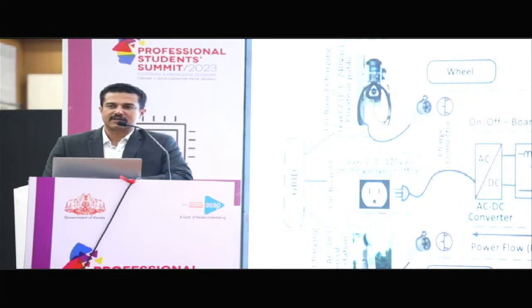And then there are the control electronics, which manage the entire flow of charging, and also share the information related to the charging, how much percentage it is charged, what the current status is, and things like that. So this is the block-level representation of the electronics that sits inside an electric vehicle.